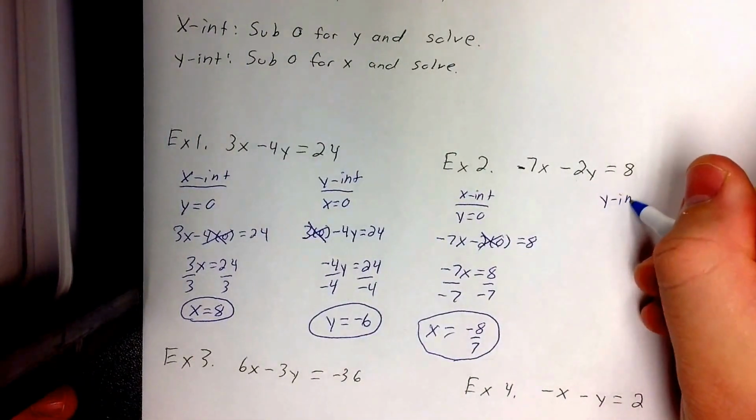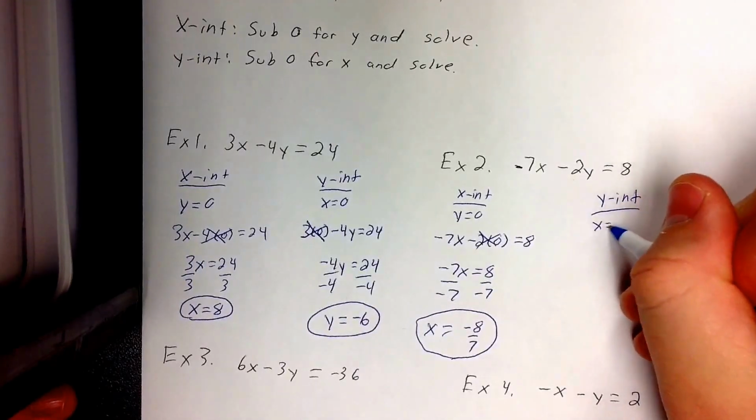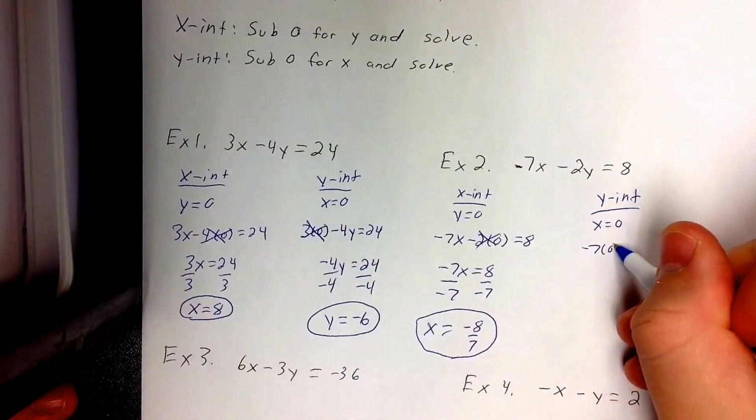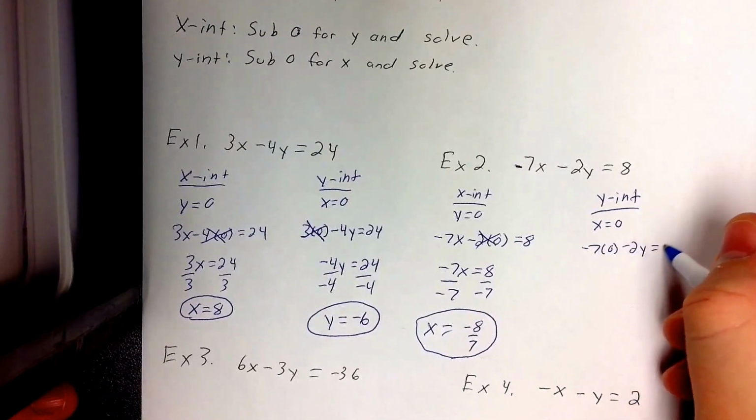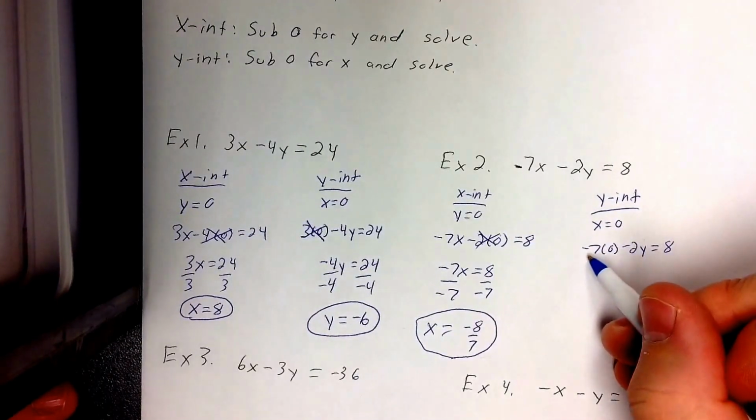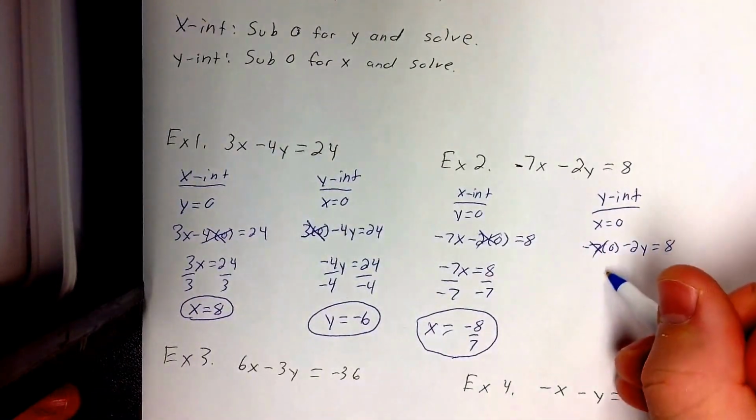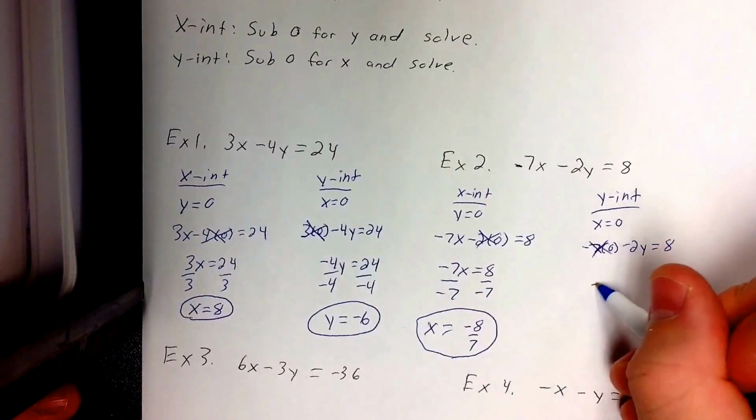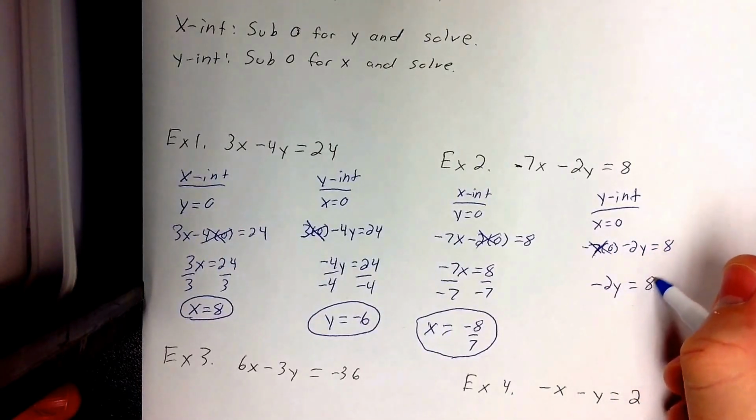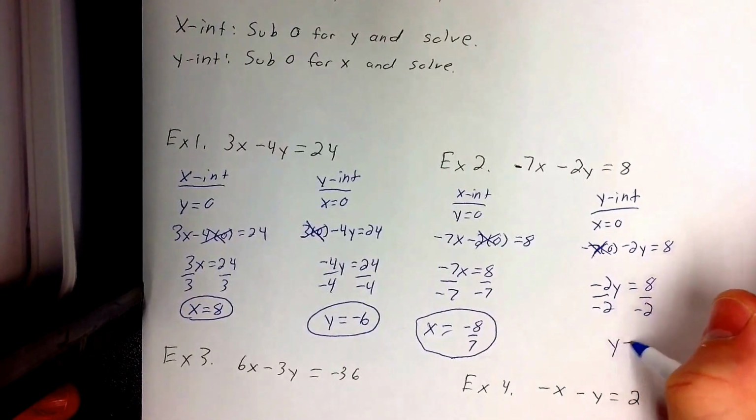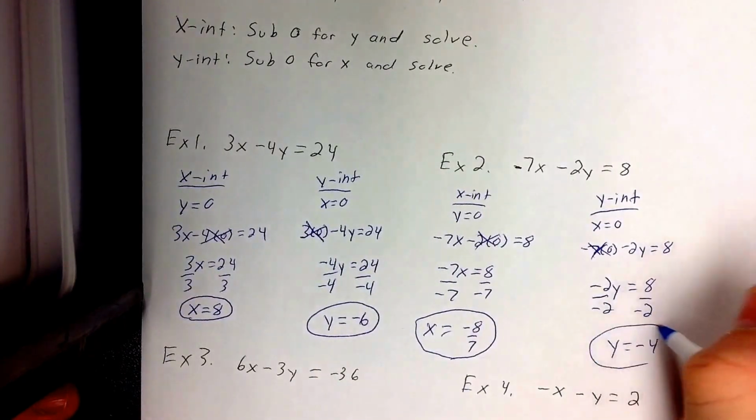The y-intercept, we always put in 0 for x. So I'd have negative 7 times 0 minus 2y equals 8. Negative 7 times 0 is 0. Bring down the negative 2y equals 8. Divide by negative 2. And I get y equals negative 4.